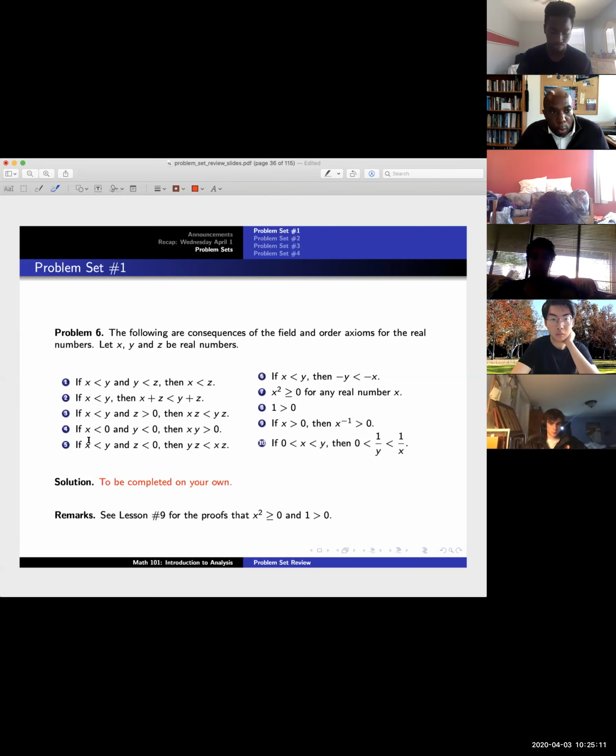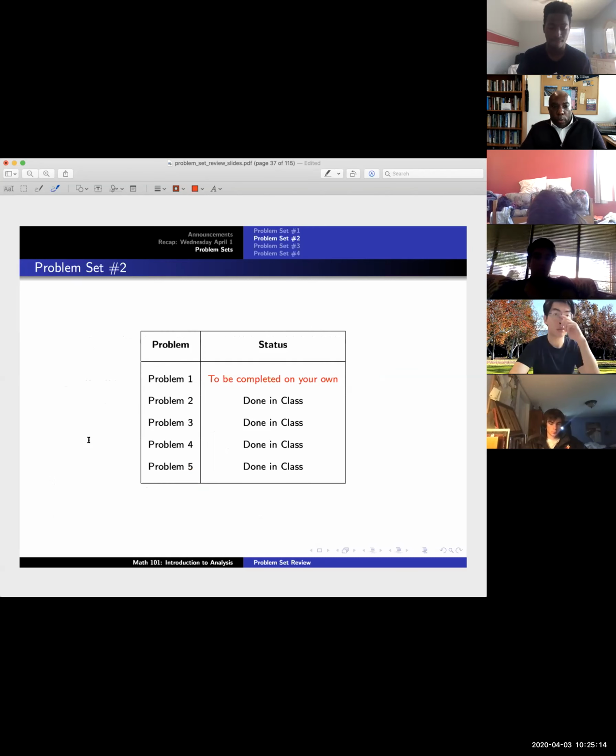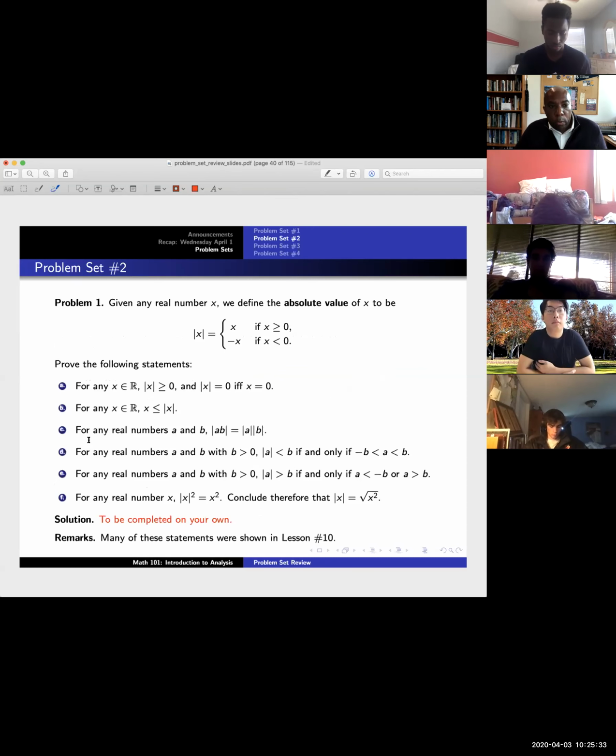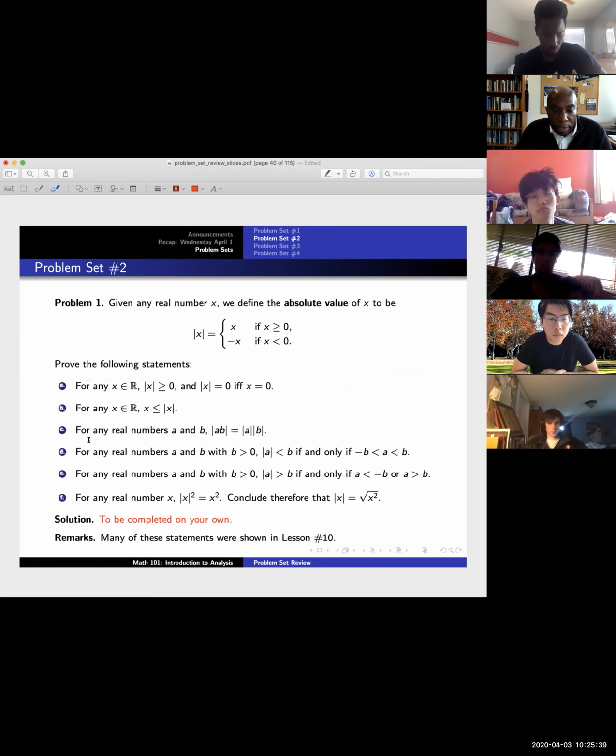All right, so let's move on then to problem set 2. So there were 5 problems, and fortunately we did almost all of them in class. So I want to go over the 5 that we had here. So the very first one had some statements about the absolute value. And these here, I definitely want you to do on your own, but luckily many of these statements we did in lesson 10. So these actually were in the lecture notes. So not all 6 of these, but I believe maybe 3 or 4 of these are in the lecture notes. So I would definitely say to take a look at the lecture notes to see how this works out here.